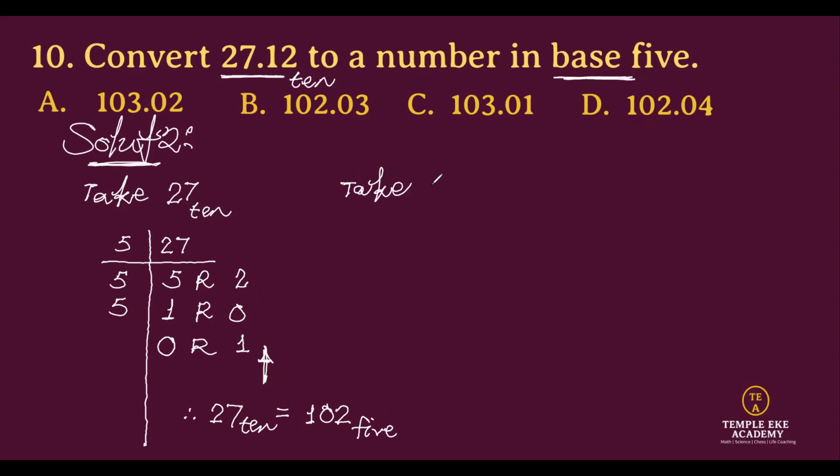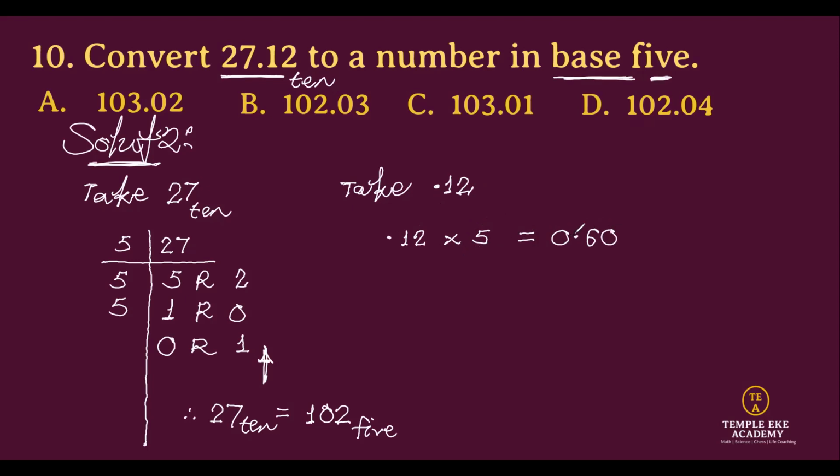Now, we are also going to take the decimal part. The decimal part is 0.12. And we're going to have to convert this to base 5. And this is by multiplication. Let us do that because it is decimal. So we take 0.12 and begin the process. 0.12 multiplied by the base to which we want to convert, which is 5. So 0.12 times 5 gives us 0.60.